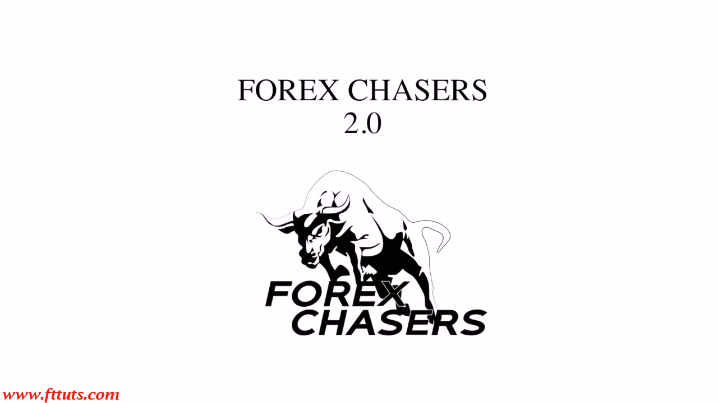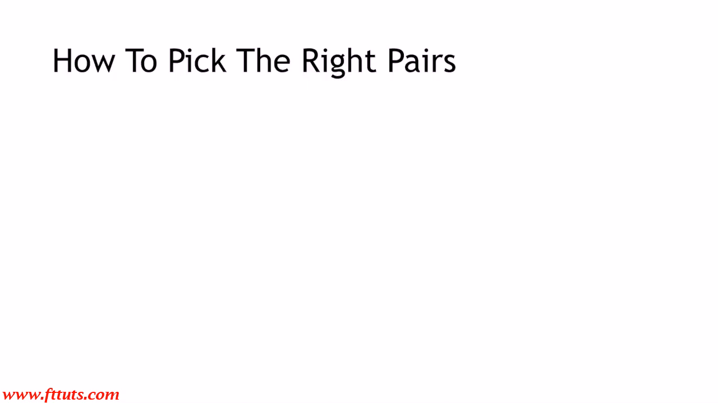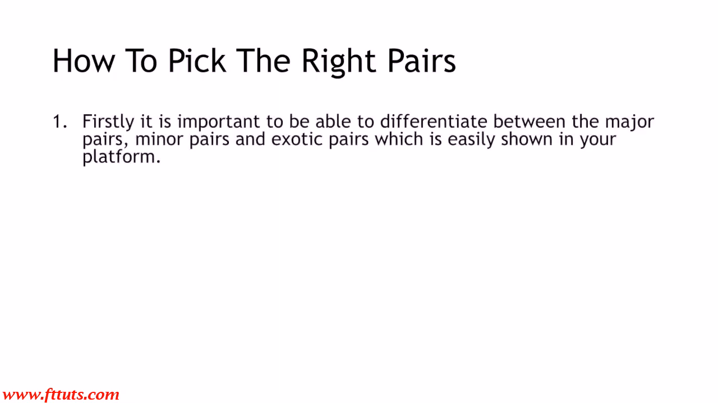On this lesson, we're going to be speaking about how to pick the right pairs, which is very important, because we need to know the pairs that we are going to be trading with, or backtesting, or just picking and trading with. Firstly, it is important to be able to differentiate between major pairs, minor pairs, and exotic pairs, which is easily shown in your platform. Like it appears there, you can simply see that we've got our majors, our minors, our exotic pairs, and also things such as indices and so on.